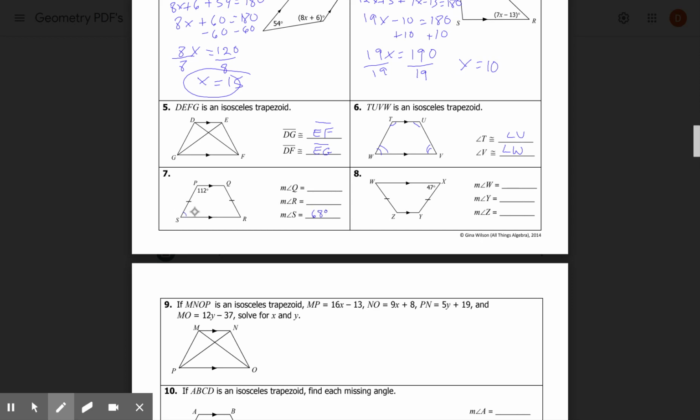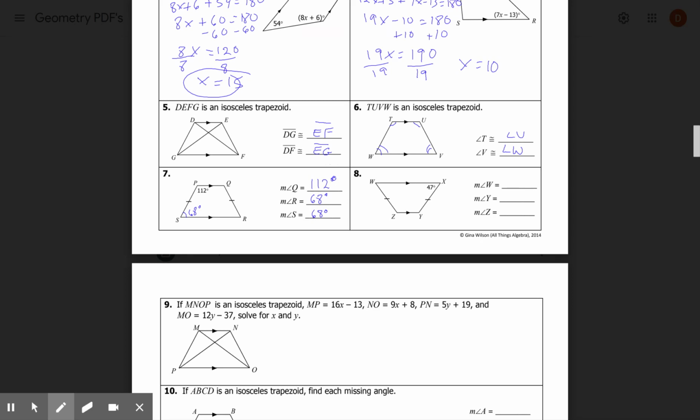So this one is 68 degrees. Once we know that, well, then we know that angle R is also 68 degrees. I don't know why I went in reverse here, because the measure of angle Q is the same as the measure of angle P, which is 112 degrees. Okay.